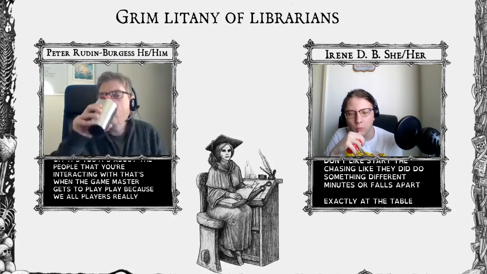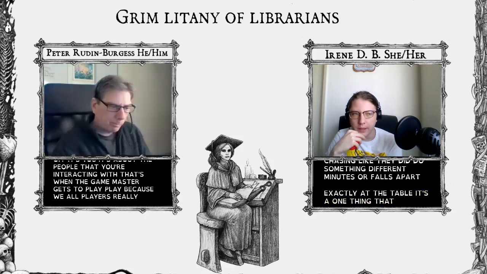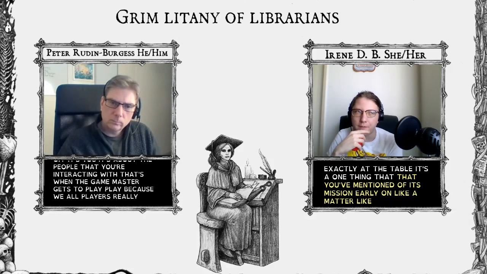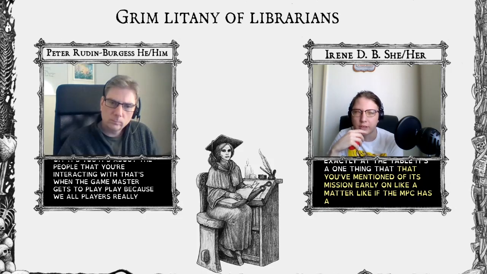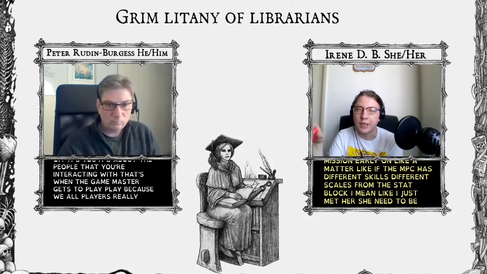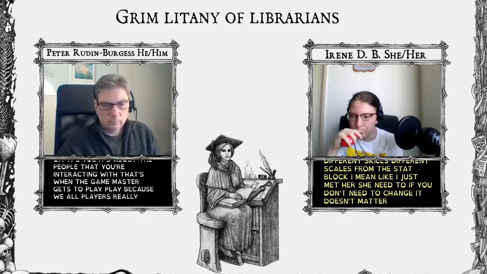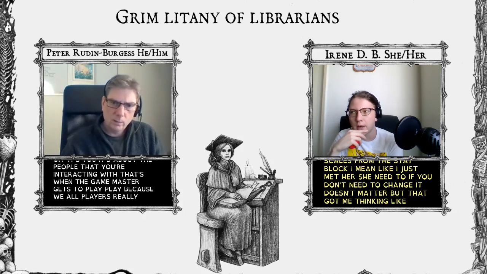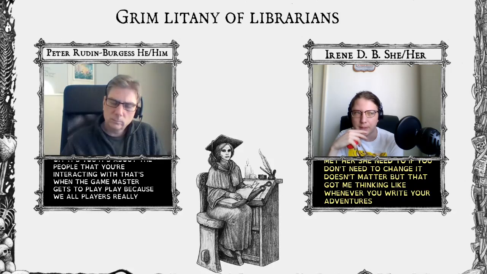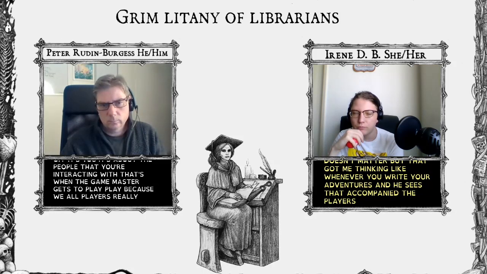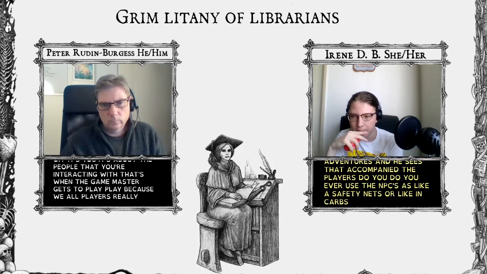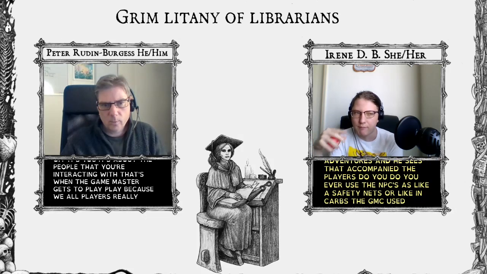So one thing that you mentioned early on, like you mentioned that it doesn't necessarily matter if the NPC has different skills from the stat block. I mean, if you don't need to change it, it doesn't matter. But that had me thinking, whenever you write your adventures and you have NPCs that accompany the players, do you ever use the NPCs as a safety net, or encourage the GMs to use the NPCs as a safety net in case they fail a check or something?